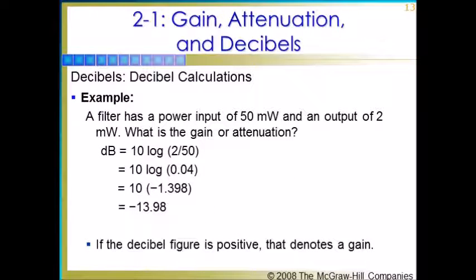Here is an example. A filter has a power input of 50 milliwatts and an output of 2 milliwatts. What is the gain or attenuation? By substituting the given values into the formula of power gain, which is 10 log of 2 over 50, we can find the decibel value, which is negative 13.98. As a simple reminder, if the figure is positive, that denotes a gain, otherwise an attenuation.